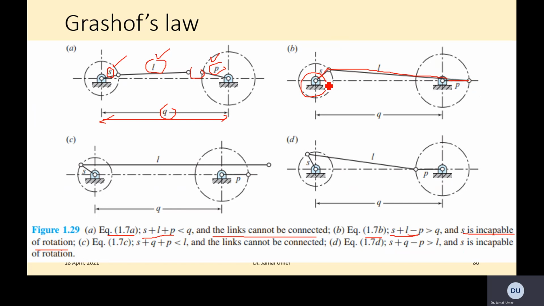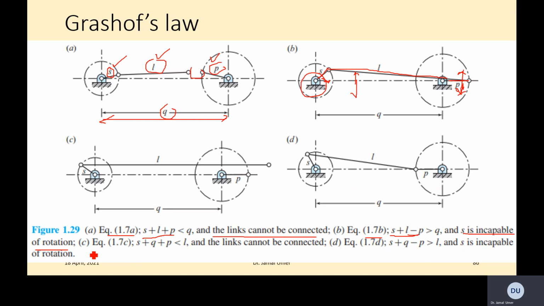If you imagine this combination and try to rotate it, this link L will rotate downward, and then it might go up and down. It is quite an ambiguous situation, so you cannot get a good rotation from here as well. This is another example.